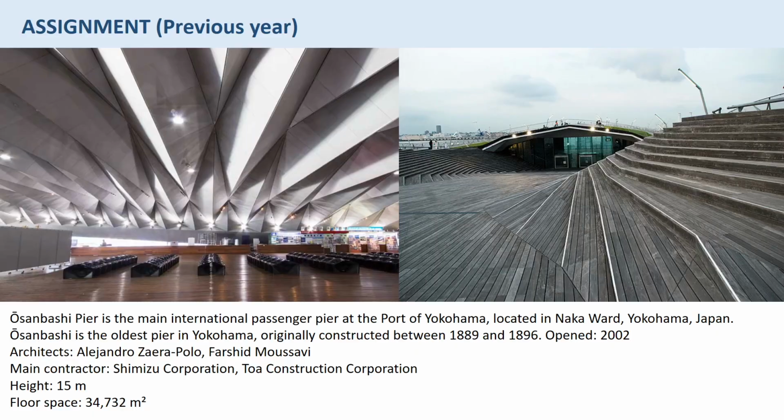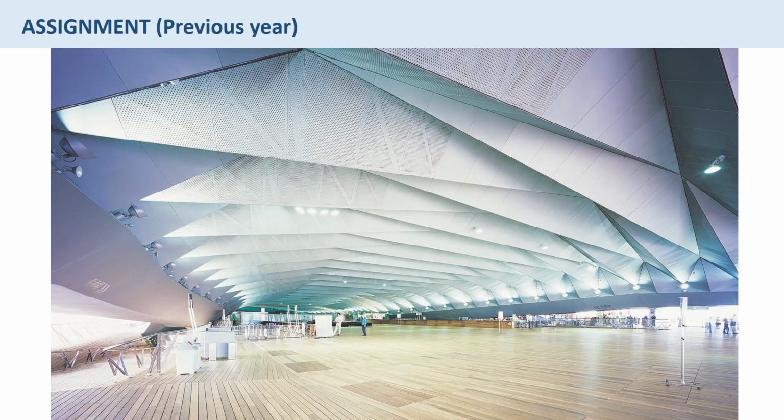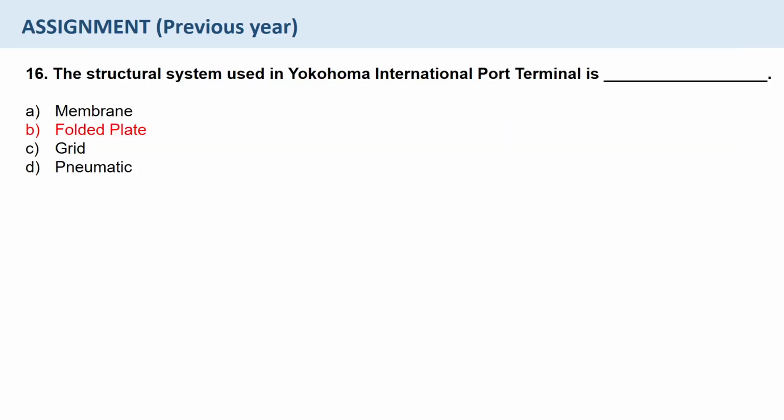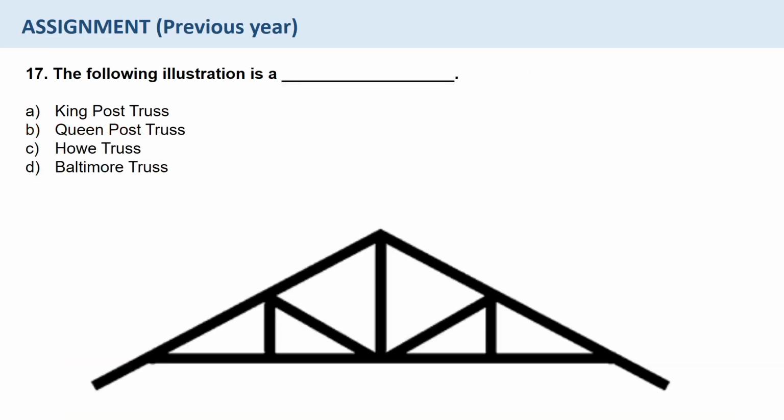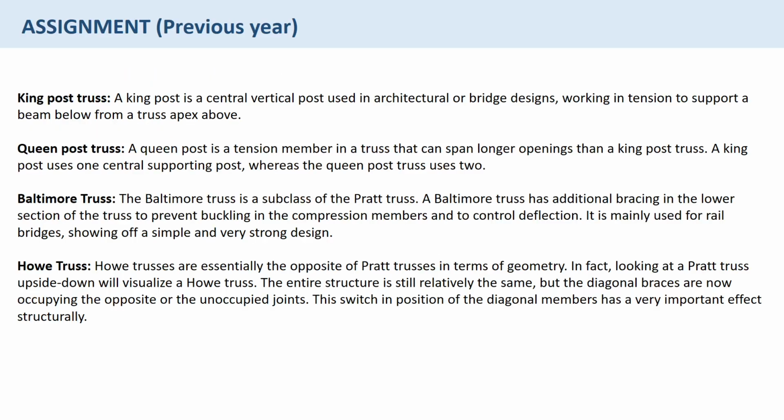So these are a few images of the structure. So our answer is folded plates. The structural system used in Yokohama International Port Terminal is folded plate. It's clearly visible. Question 17. The following illustration is a king post truss, queen post truss, Harvey truss, or a Baltimore truss.